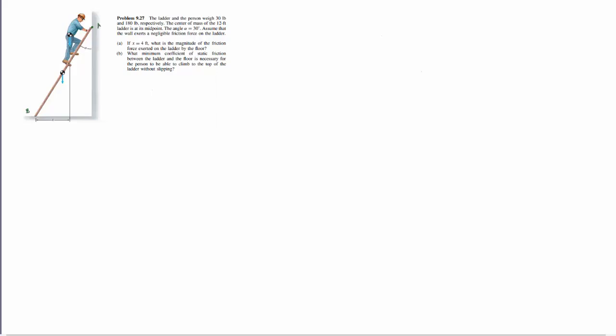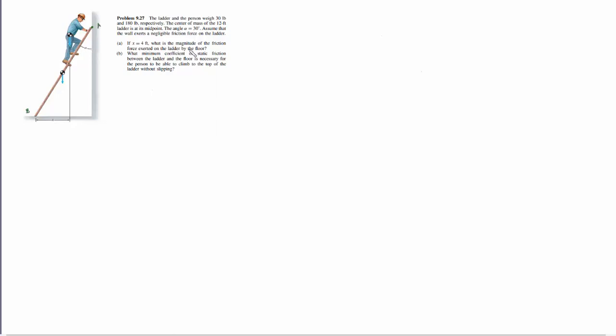Hey everybody, we've got a friction problem with the guy standing on a ladder. The given information is that the ladder and the person weigh 30 pounds and 180 pounds respectively, and the center of mass of the 12-foot ladder is at the midpoint. This angle is 30 degrees, and we're saying that there's no friction at point A, which is the ladder against the wall. So they're giving us again that x is 4 feet and theta is 30 degrees.